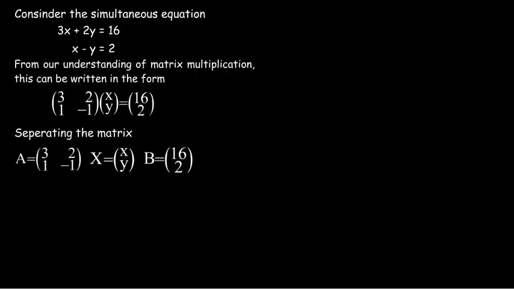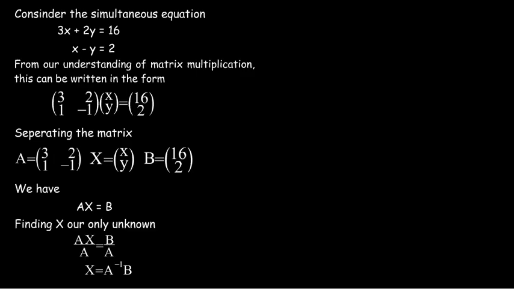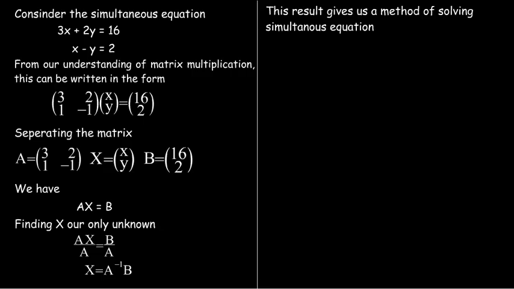Now by substitution we have AX = B. Finding X, our only unknown, we will divide both sides by A, and when we do that, X will be equal to A inverse B. This result gives us a method of solving simultaneous equations using matrices.